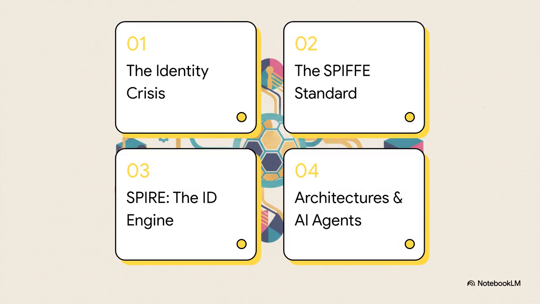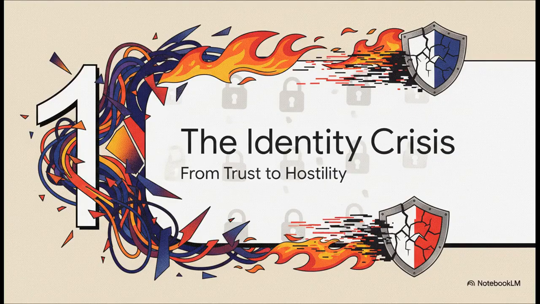All right, here's the game plan. We'll kick things off with the identity crisis that made all of this so necessary in the first place. Then we'll get into the weeds of the SPIFFE standard itself. After that, we'll see how SPIRE, the identity engine, actually brings that standard to life. And finally, we'll wrap up by looking at some advanced architectures and why this is so critical for the future of AI agents.